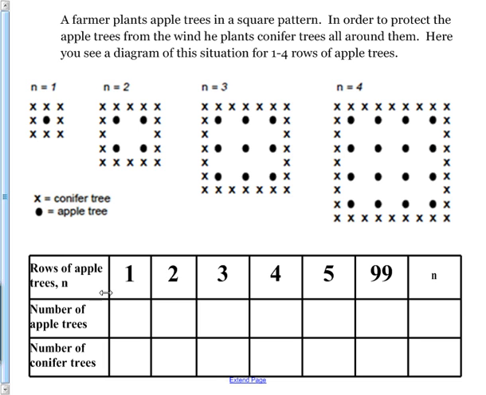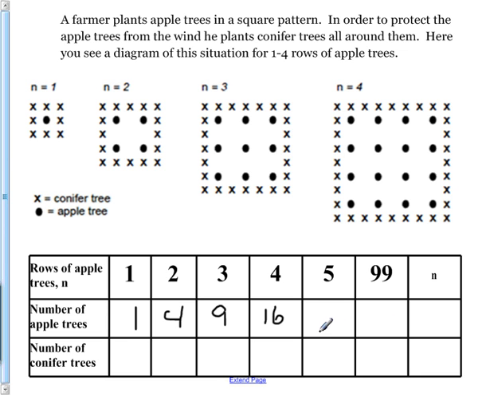So, if the rows of apple trees is 1, then we have 1 apple tree. If the rows of apple trees is 2, we have 1, 2, 3, 4 apple trees. So we'll just put a 4 in that box. If it's 3 rows, we have 3, 6, 9 apple trees. If it's 4 rows, we have 4, 8, 12, 16 apple trees. And then the idea is, can we find a pattern that would help us answer these 3?